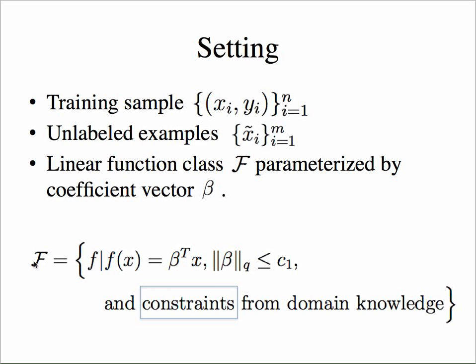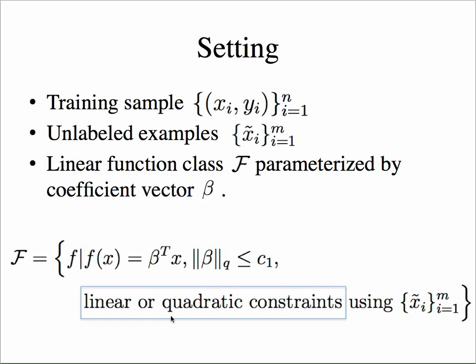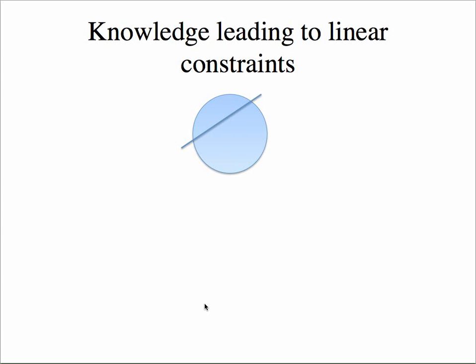That is, our function class script F will be the set of all linear functions, beta transpose the feature vector x, such that beta obeys a q-norm constraint and potentially other constraints arising from domain knowledge. In our case, the constraints which arise are linear or quadratic in nature. So let's dive into knowledge leading to linear constraints.